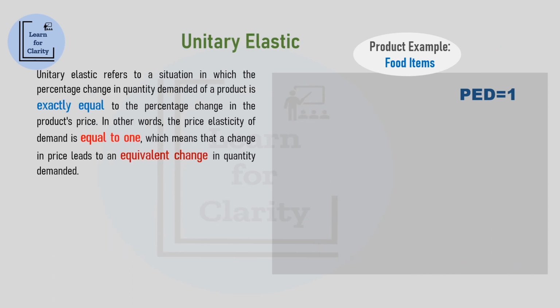Unitary elastic. Unitary elastic refers to a situation in which the percentage change in quantity demanded of a product is exactly equal to the percentage change in the product's price. In other words, the price elasticity of demand is equal to 1, which means that a change in price leads to an equivalent change in quantity demanded.